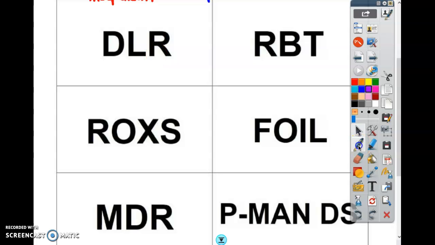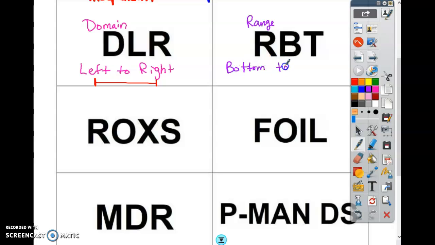DLR stands for, we can also say dollar and then ribbit. Okay, this is when we're talking about domain and range. So domain goes from left to right. Okay, you're going to read it like this. Write this down. From here to here, like that. From left to right. And then this one over here is the range. Goes from the bottom to the top. From bottom to top. So it's going to look like this. You're going to look at the lowest point to the highest point, from the bottom to the top.